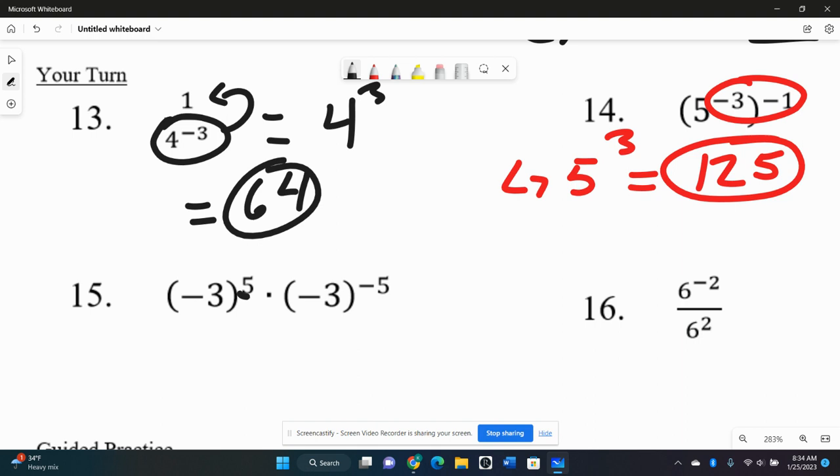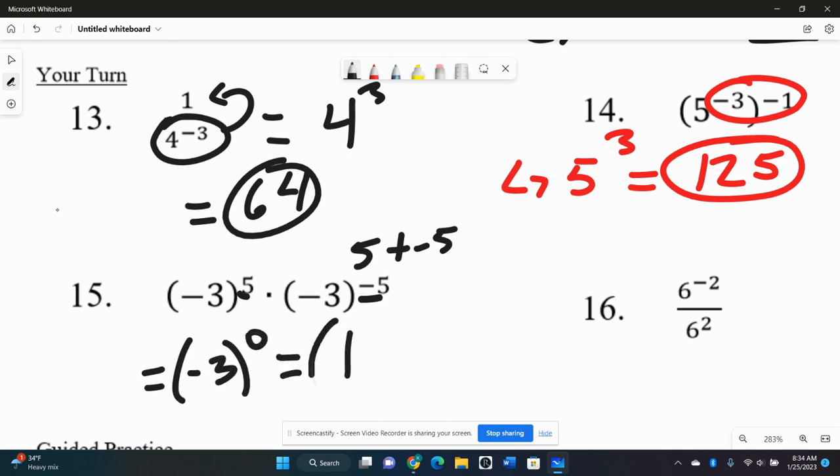Number 15, I have to add 5 and negative 5. So I end up getting negative 3 to the 0. Anything to the power of 0 is 1.